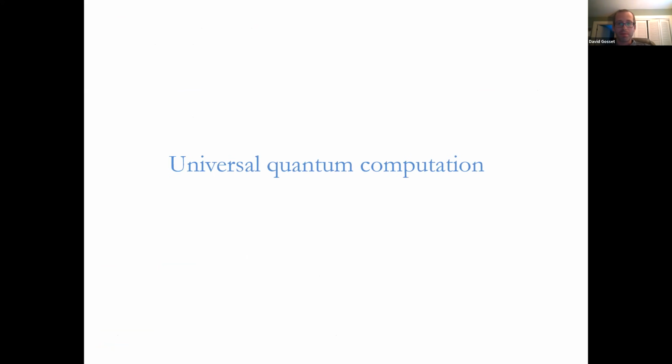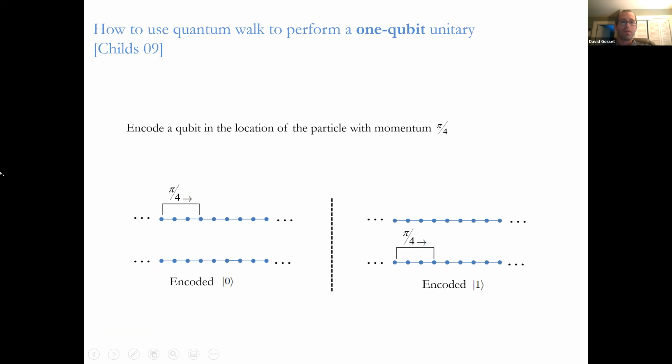So, universal quantum computing. First, I want to describe how you can perform a single qubit unitary by quantum walk. This is the basis, or the first step, towards Childs' universality result for single particle quantum walk. So first of all, we want to perform a single qubit quantum computation, so we need a way to encode a qubit in a quantum walker state. One way to do that is to have a graph with two long paths, one on the top, one on the bottom.